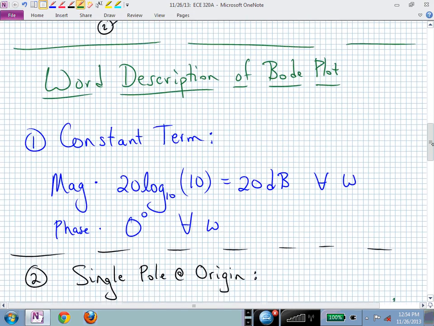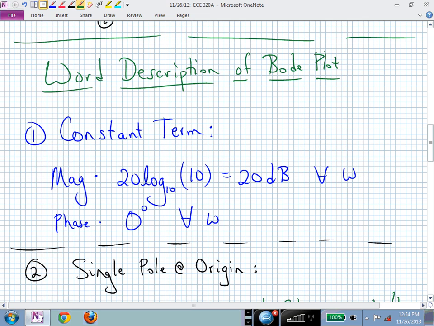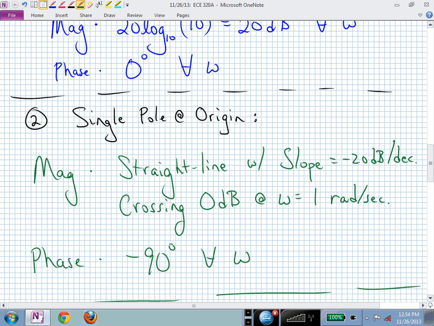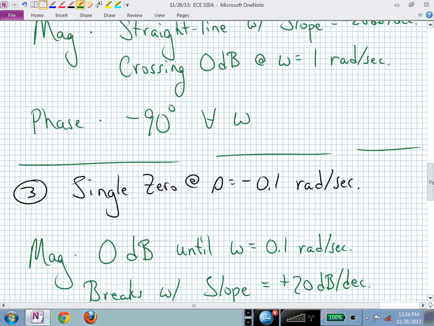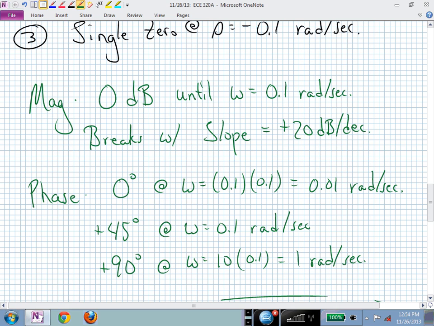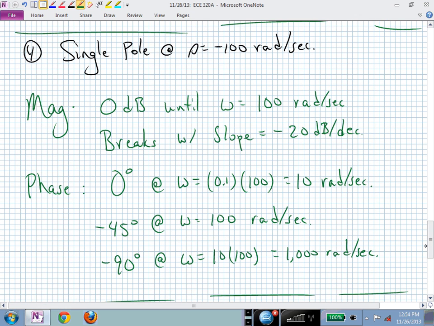If we scroll down, the constant term is constant for all frequencies. That really doesn't impact our frequency decision. Our single pole at the origin says, oh, omega equal 1 is a nice frequency to be worried about, because that's where it's going to cross 0 dB, potentially. The 0, its smallest frequency is 10 to the minus 2, 0.01 because of the phase. Its biggest one is 1. And if we look at the pole, its smallest is 10. So now we're going from 0.01 up to 1,000.